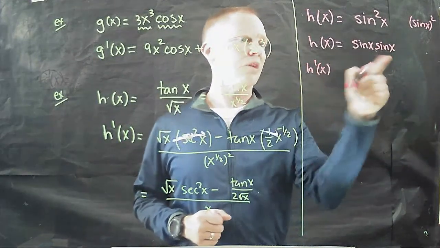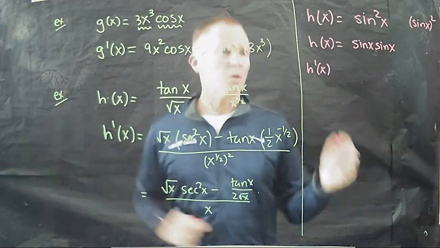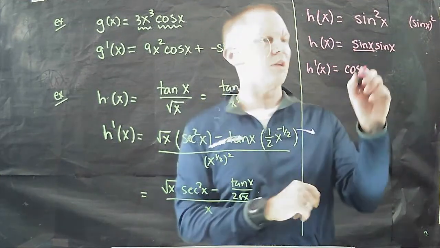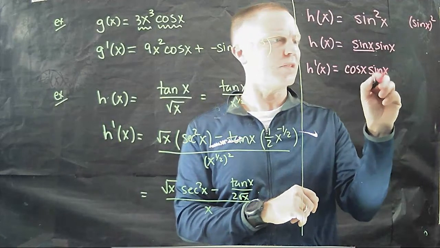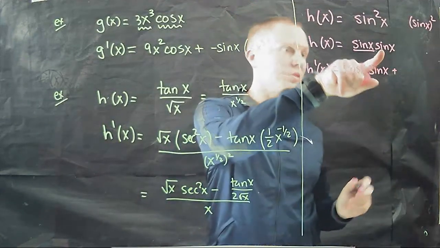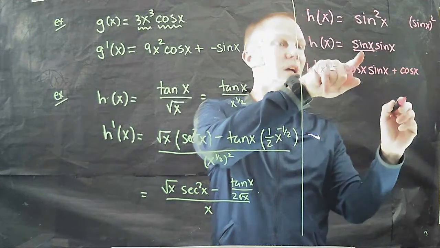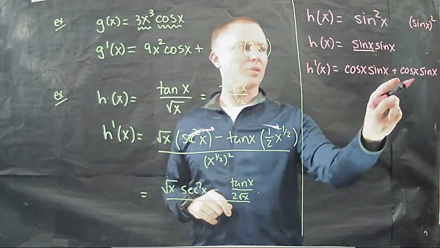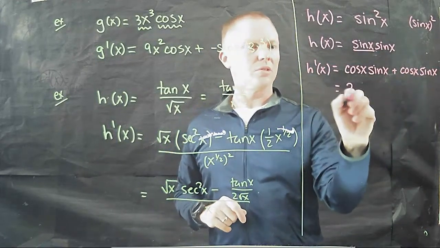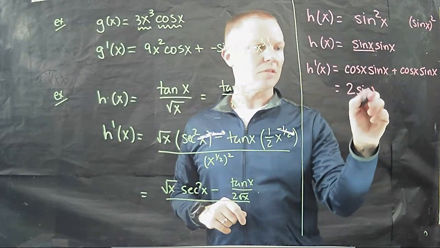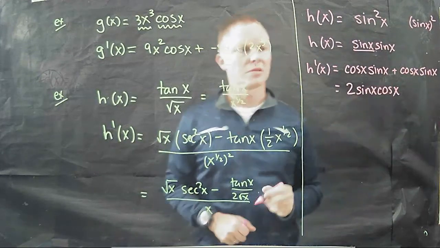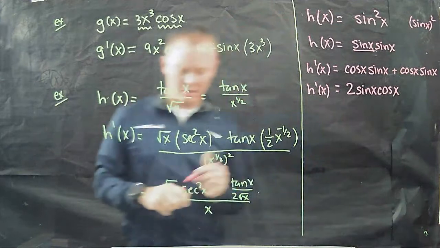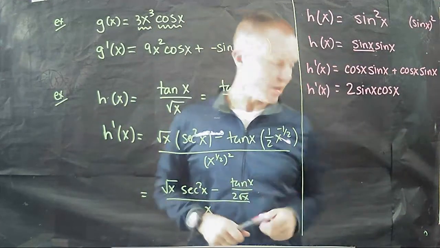Okay. So here we go. How do we take the derivative of sine of x times sine of x? Product rule. So we say the derivative of the first, cosine of x, times the second, sine of x, plus the derivative of the second. What's the derivative of sine? Cosine of x times the first, sine of x. So I have cosine of x times sine of x plus cosine of x times sine of x, which is 2 sine of x cosine of x. Okay, sounds good to me. There's our derivative of sine squared of x.